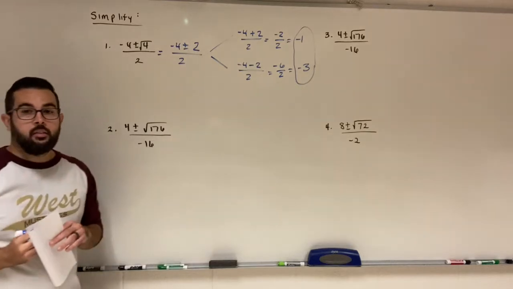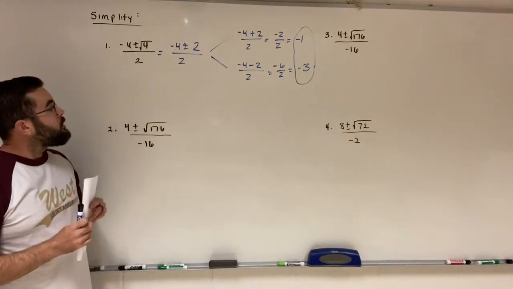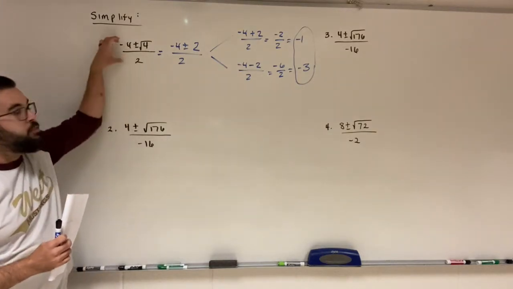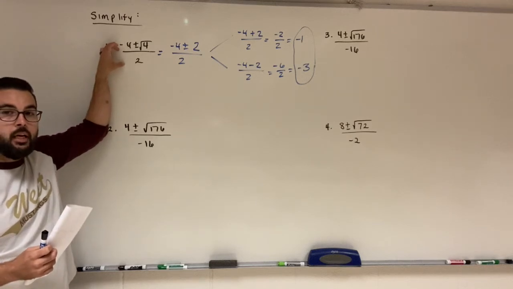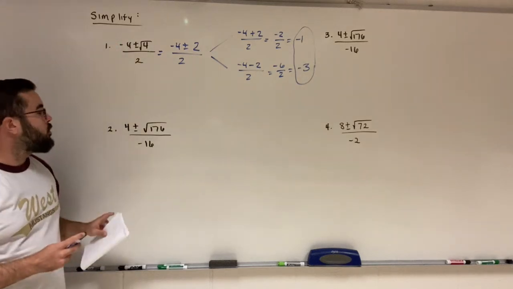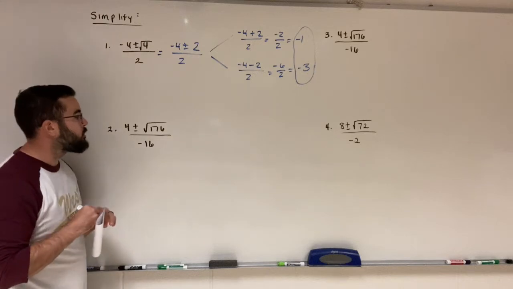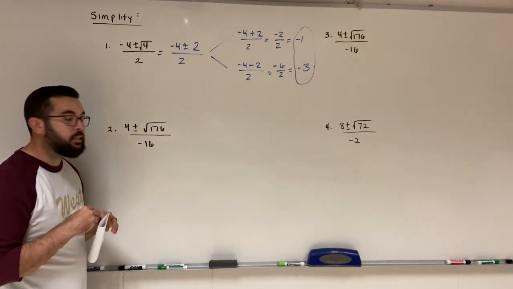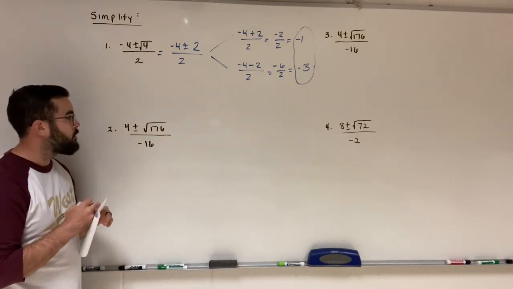So that is the simplified version of this expression. All right? So let's go on to number 2. We have 4 plus or minus the square root of 176 over -16.